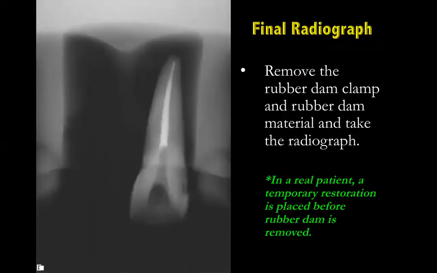You remove the rubber dam clamp and you take radiographs. In this final radiograph, you see in the apical portion the apical seal, which is mostly seen, and which we always desire to have. And this is 1 millimeter short of the radiographic apex.